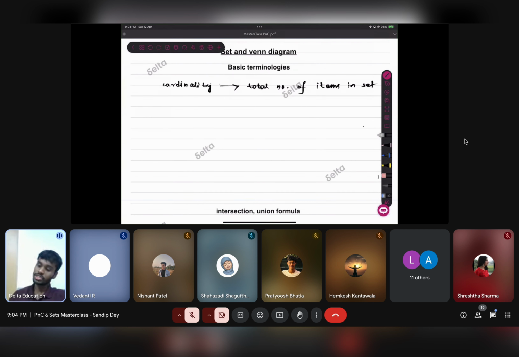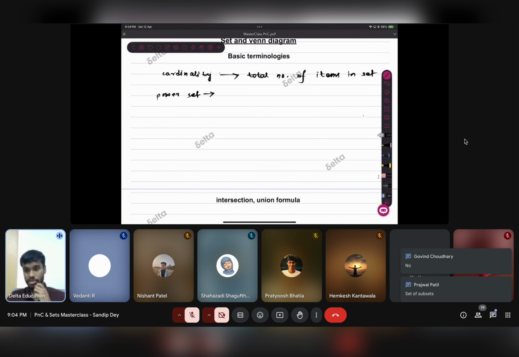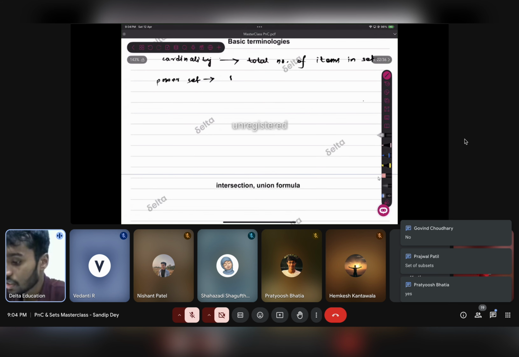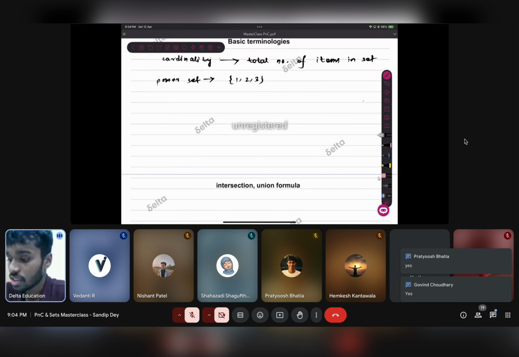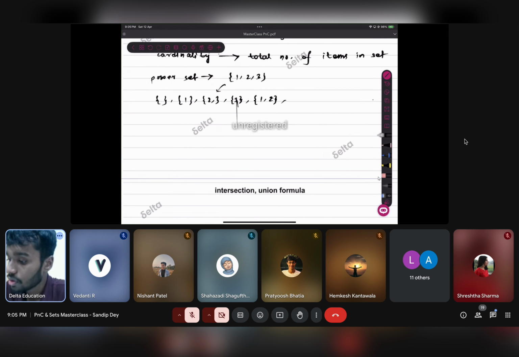Okay, and another concept is there, that is power set. Do you guys know power set? Okay, so it is the set of subsets. Basically if I have a set, let's say 1, 2, 3, then what are the subsets I can have? I can have first the empty subset, then one element subsets, that is 1, 2, then 3, then two element subsets, that is 1, 2, 1, 3, 2, 3, again the 3 element subset, that is 1, 2, 3. So the set of all this is our power set.